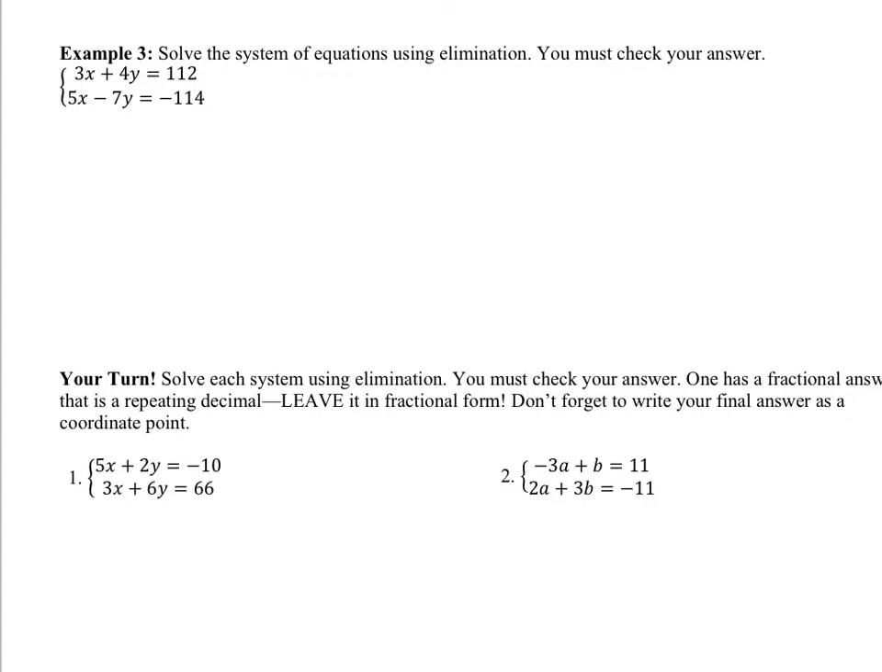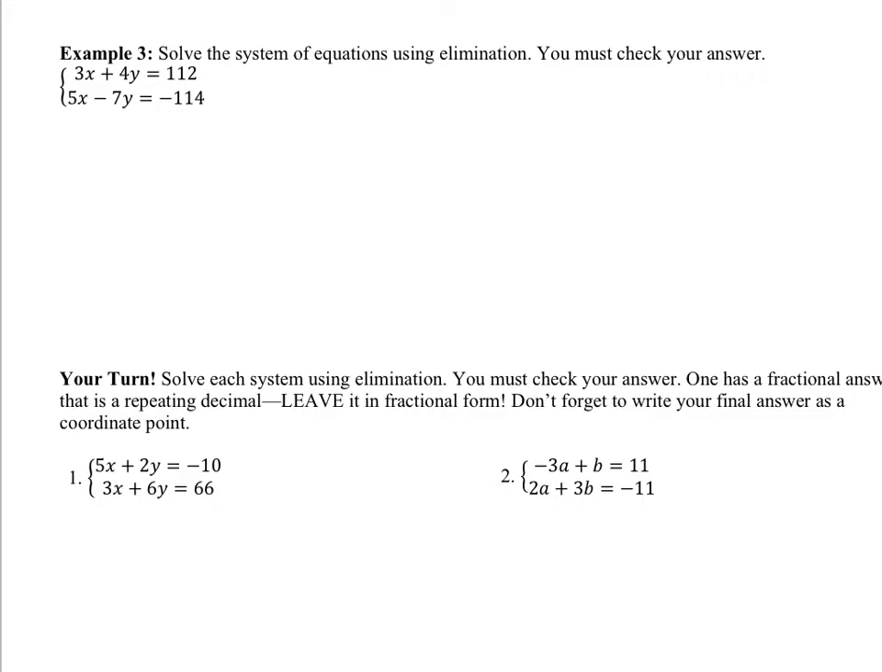So I'm going to show you how to do it two different ways. The first way I'm going to do it is to eliminate the x's. So we want to get these two numbers to be the same, except one is positive and one is negative. So what you have to ask yourself is, what number do both 3 and 5 divide evenly into? And we want to do the smallest one just because it's easier that way.